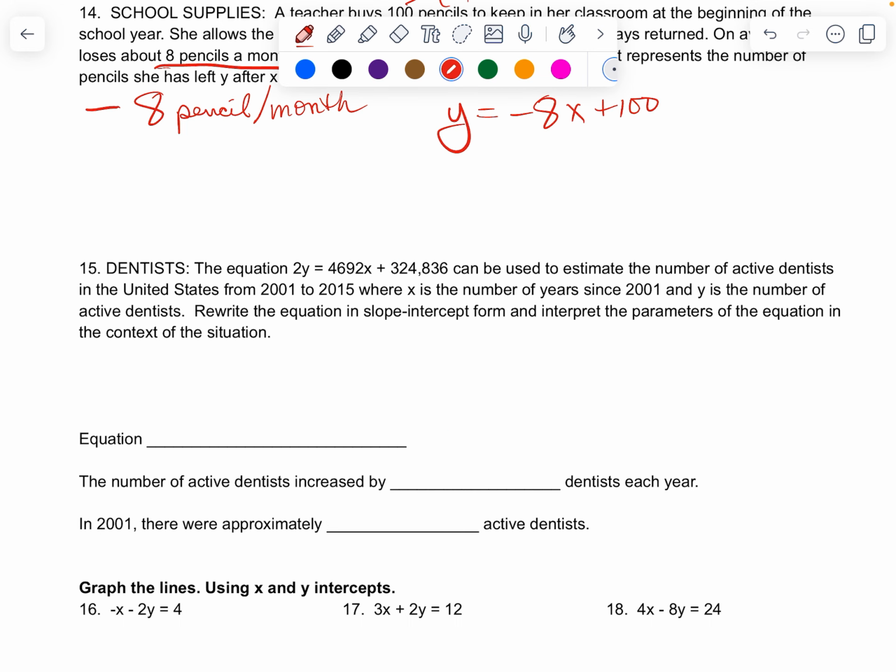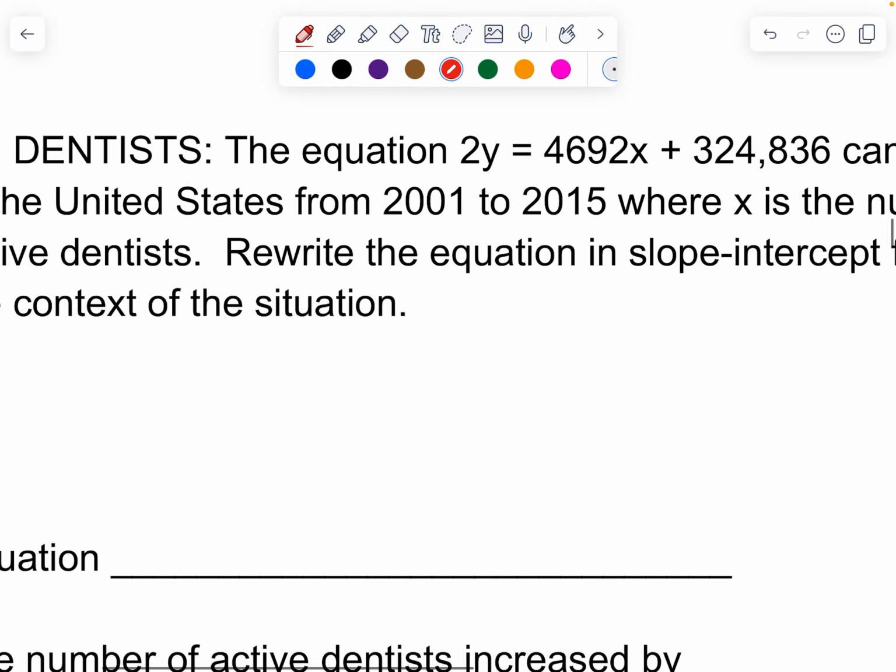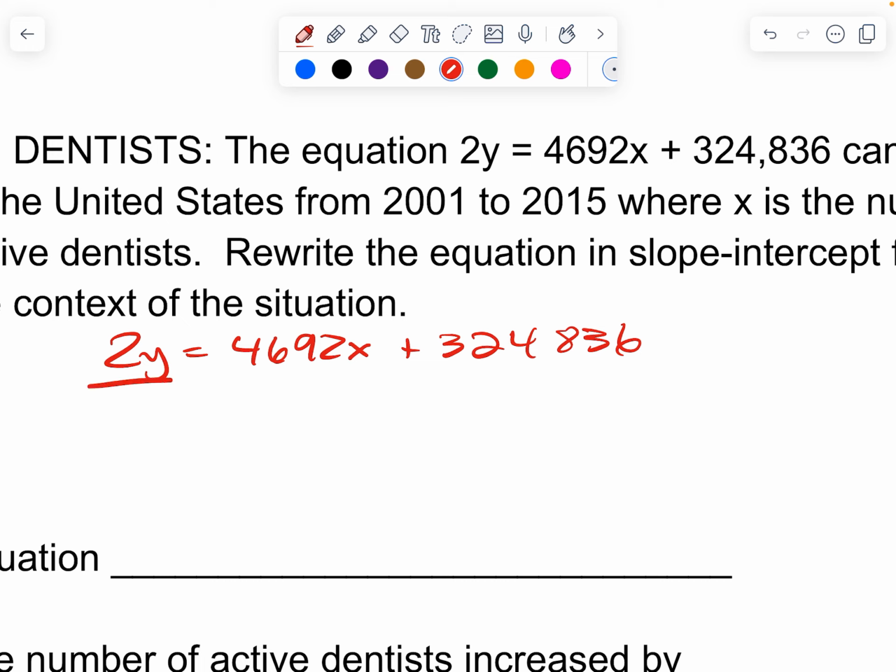The dentist. Okay, the equation 2y equals 4,692x plus 324,836 can be used to estimate the number of active dentists in the United States from 2001 to 2015, where x is the number of years since 2001, y is the number of active dentists. Rewrite it in slope-intercept. So 2y equals 4692x plus 324,836. Divide everything by 2.